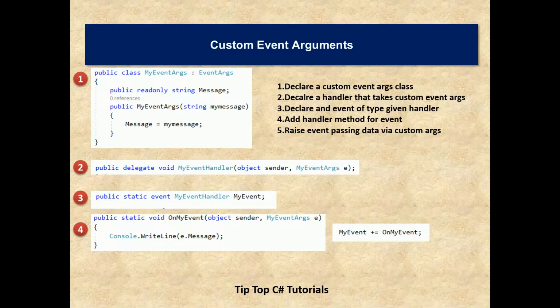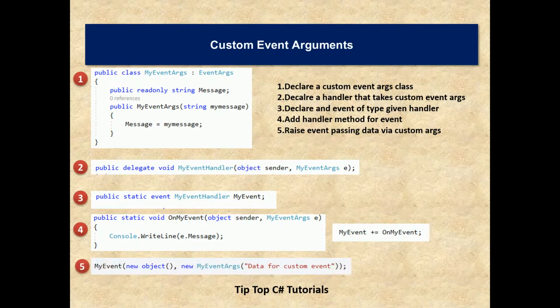And the last step is to raise the event. If you have a sender method at hand, you can pass that method. But for the sake of illustration again, I'm just initializing a new object and a new event args and passing the custom event data as the custom event string. This is just a custom string that we are going to pass to the event handler, and then in the Console.WriteLine we are going to pass e.Message. All right.